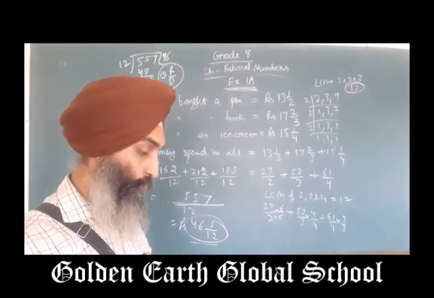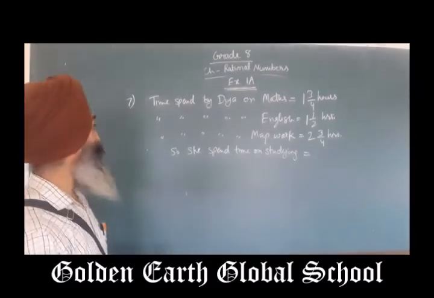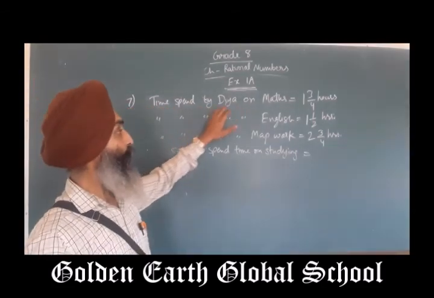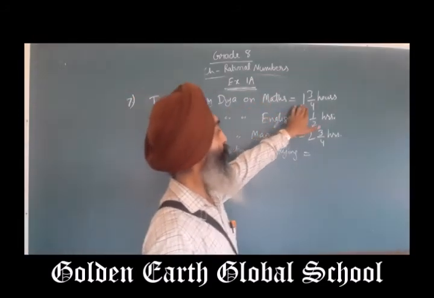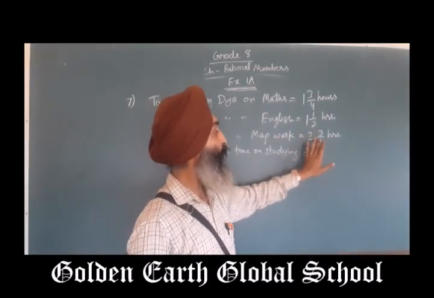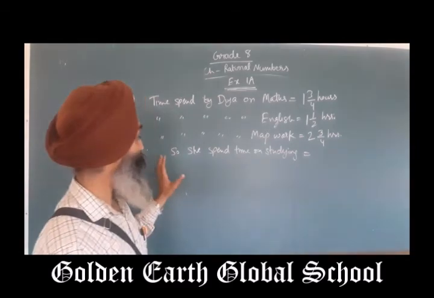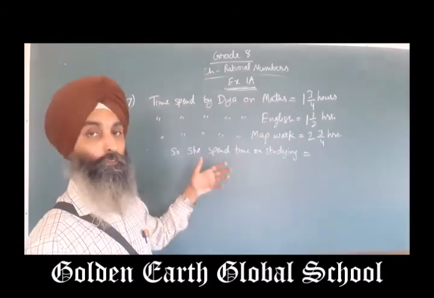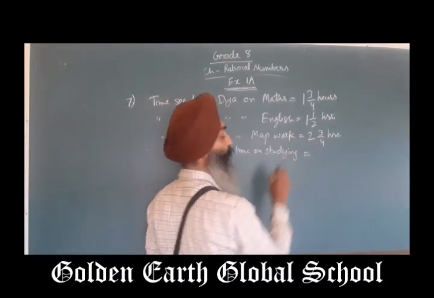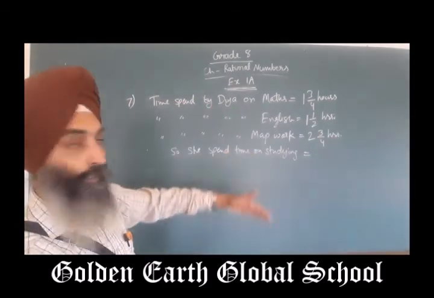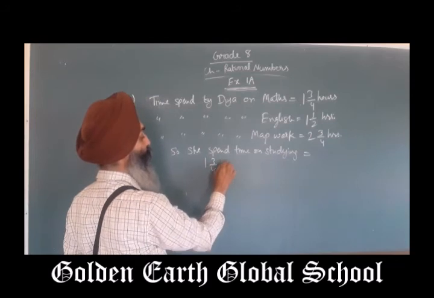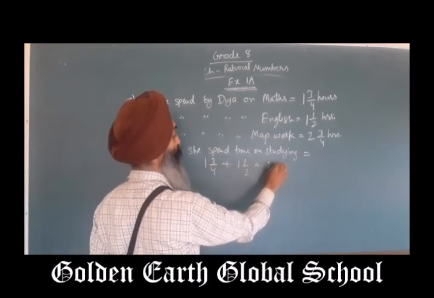Okay, so your next sum is the last one, the 7th question. The time spent by Dia on maths is given as 3 and 3 by 4 hours, on English 1 and 1 by 2 hours, and other work 2 and 3 by 4 hours. So how much time did Dia spend on study in total? We will add all the things.